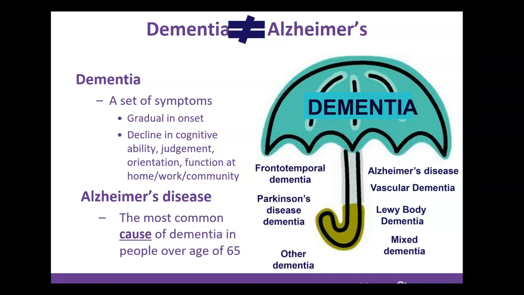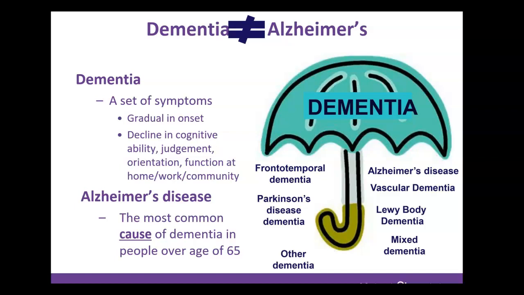So, in helping you understand the difference between dementia and Alzheimer's, usually if someone has a set of symptoms that are reported as being gradual in onset, and when people report symptoms that include a decline in cognitive ability, a decline in judgment, a decline of orientation, and or overall decline in ability to function in key areas of their life, one of the first things providers will consider is that this person has a form or a type of dementia. Just those symptoms alone would usually imply that the client is suffering from a form of dementia.